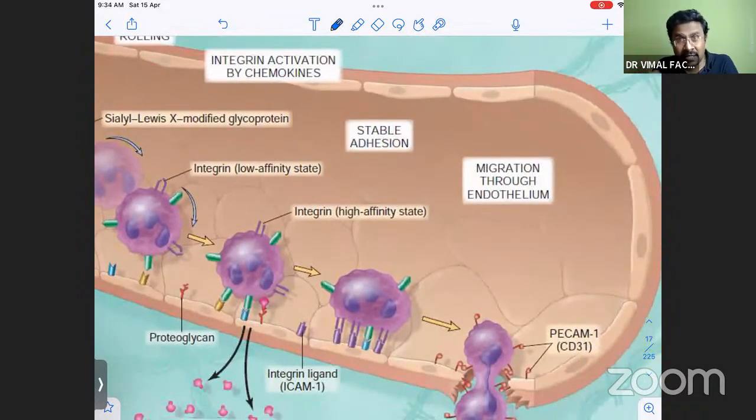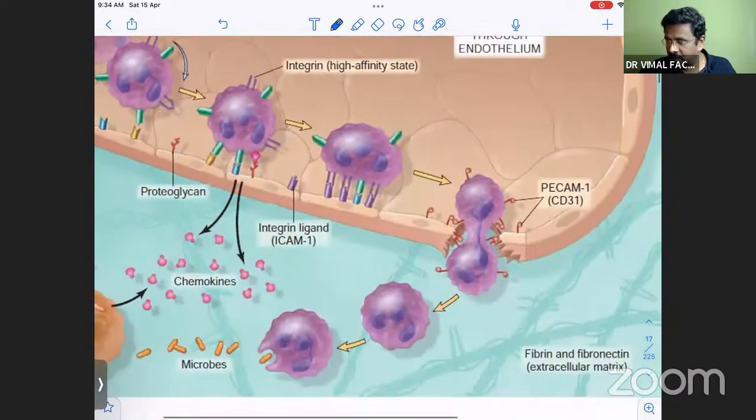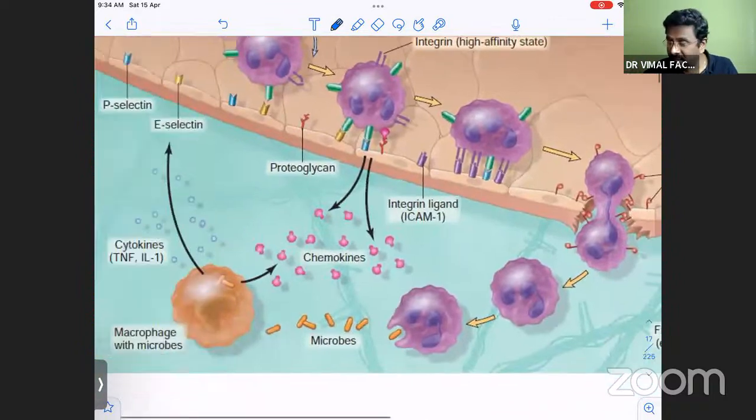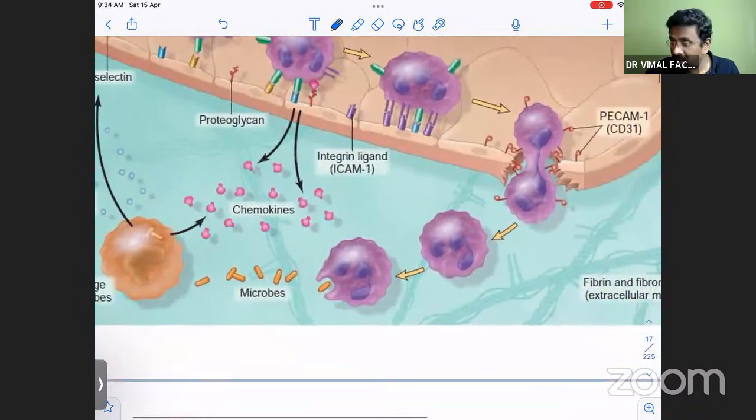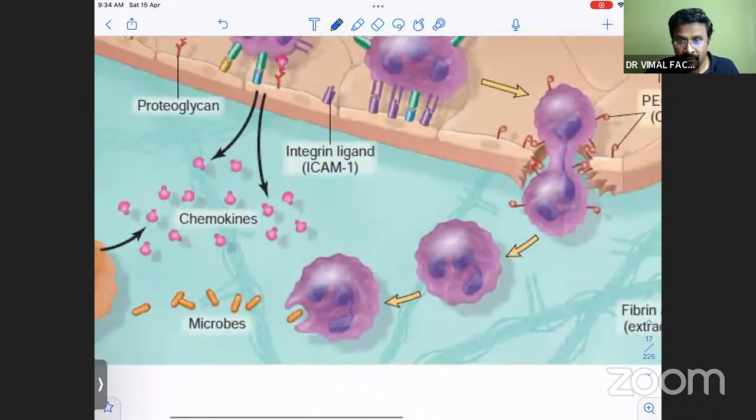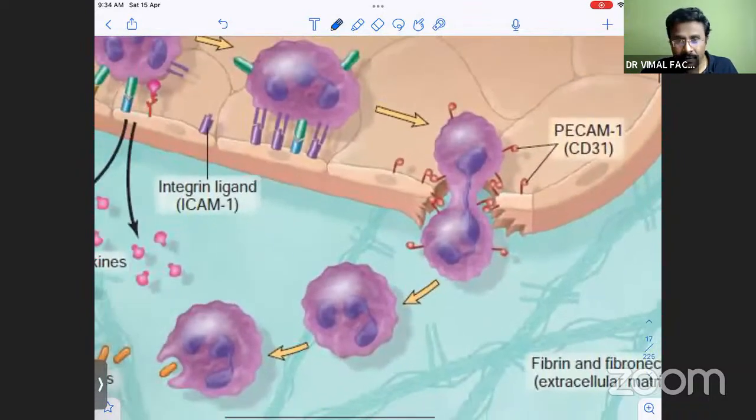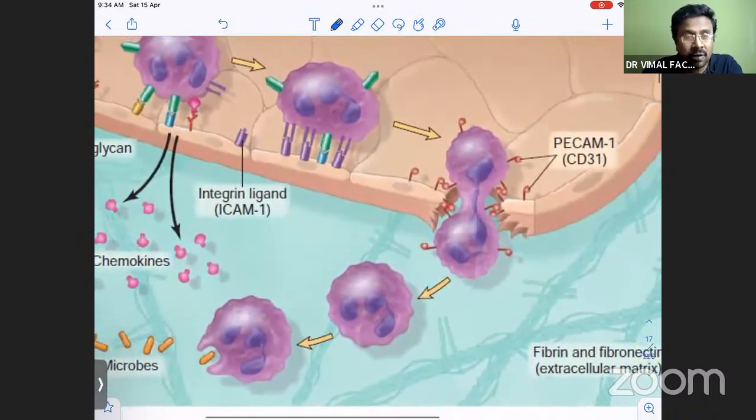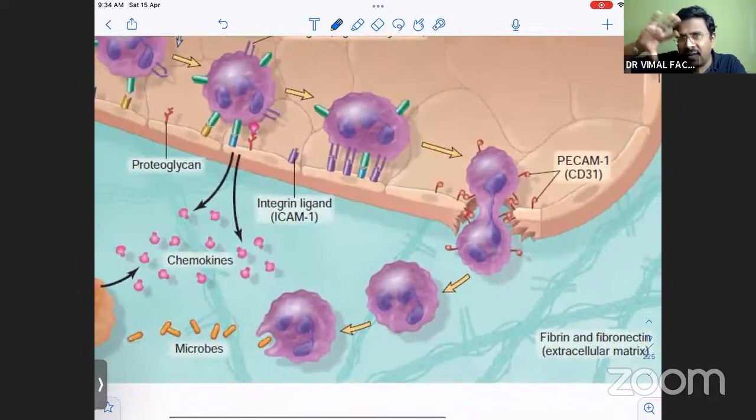After the adhesion, what happens? It is coming out. So why is it coming out? Because the enemy, that is a microbe, is somewhere out. So the cell has come out. These are only soldiers. The soldiers from various areas are recruited to the site of injury.